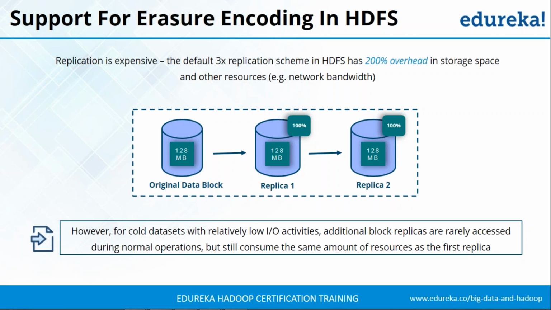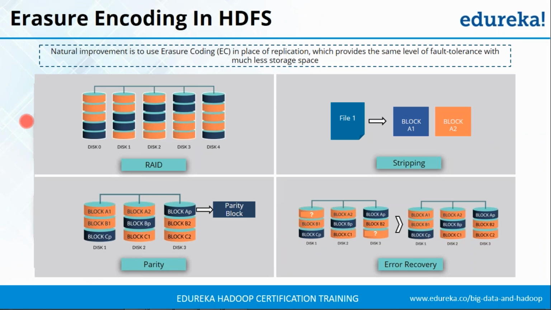At the same time, there are certain cold data sets as well that we rarely use. Because of this, we are actually wasting a lot of resources by creating replicas for those cold data sets. Now let us see how Erasure coding actually solves that problem. In Erasure coding, there is RAID. RAID is nothing but redundant array of independent, or you can say inexpensive, disks.